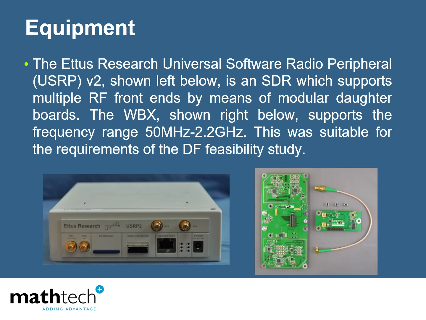The equipment chosen for this feasibility study was an Ettus Research Universal Software Radio Peripheral, USRP, version 2. This is a software-defined radio which supported multiple RF front-ends by means of modular daughter boards. The WBX board chosen supports the frequency range 50 MHz to 2.2 GHz.